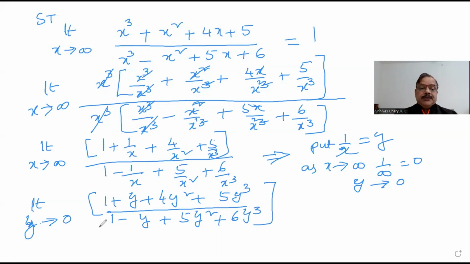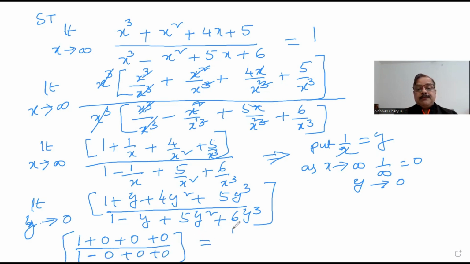Now straight away you can put y equal to 0 wherever there is y. 1 plus 0 plus 4 into 0 plus 0, divided by 1 minus 0 plus 0 plus 0. So finally it has become 1 by 1, that means 1. So we have proved the sum. Hence proved. What we did here was a transformation. Instead of directly putting infinity and saying it is indeterminate, we first took out the common factor, then substituted, changing the limit from infinity to 0. So hope you followed this sum.